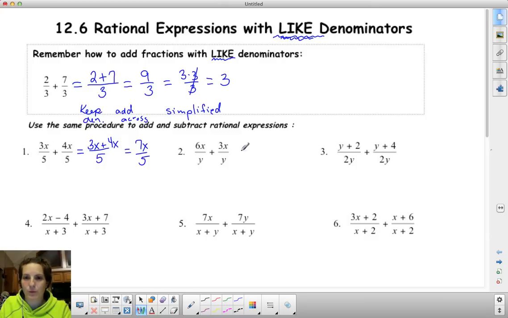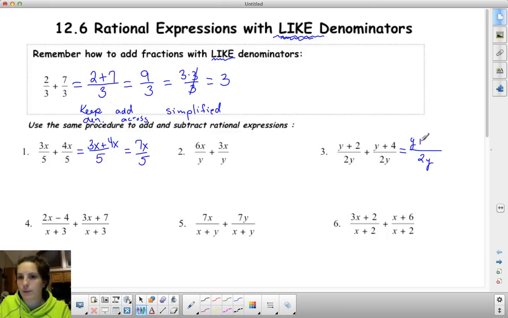Why don't you go ahead and work through number 2? Actually, I'm going to leave number 2 for you to work through, but I want to go ahead and talk about number 3 now so that you can also work through 2 and 4 at the same time. So let's work through number 3 next. The first observation is, are they like denominators? Yes, they are. So we don't have a pre-step. We can just keep that denominator and we can add across.